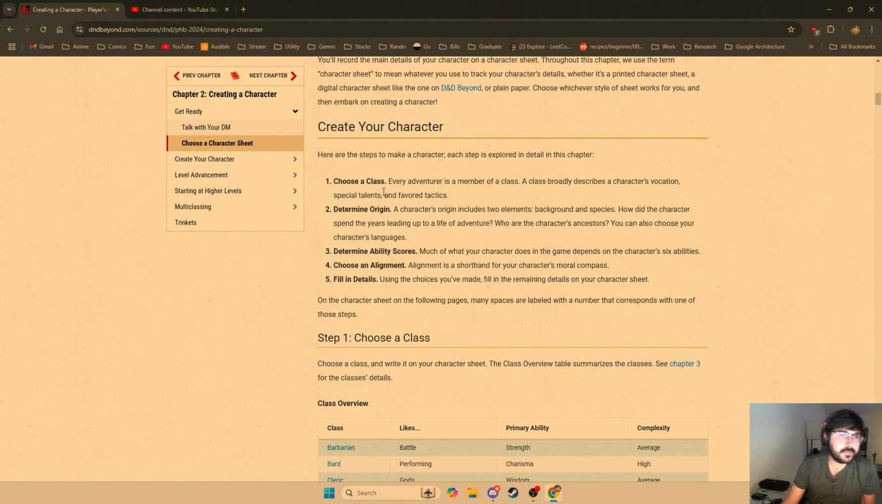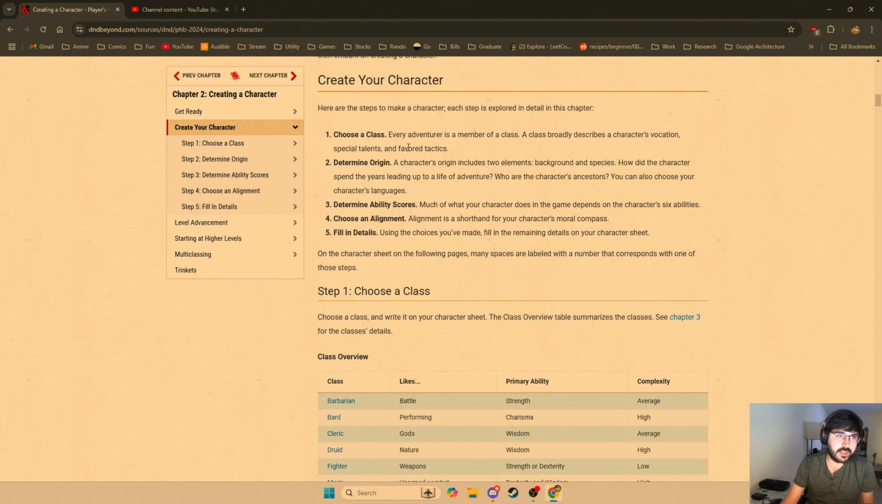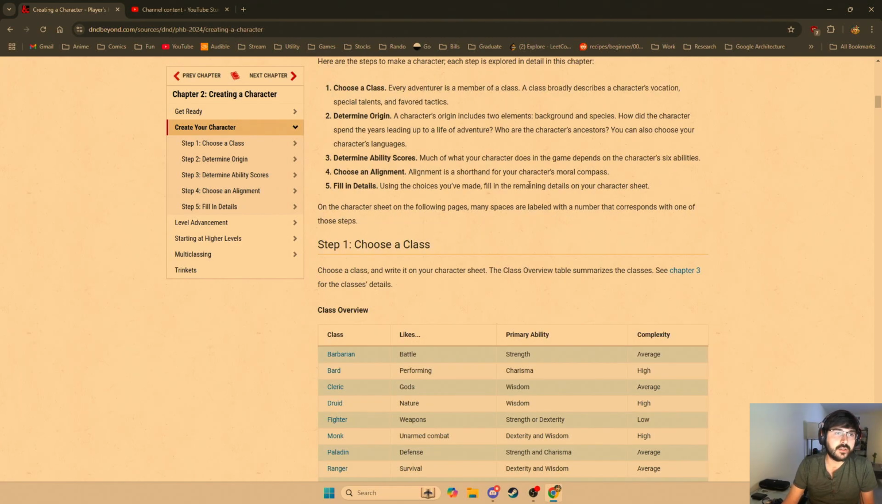Then you're going to choose a class. There's quite a few different vocations. They all have special talents and favored tactics. Then you pick the origin, and here they choose the background of the species in origin. So they're effectively combining the two now. And that is how your character will spend the years leading up to the adventure. What are the character's ancestors, which affects how that character came to exist. Determining the ability score, choosing the alignment.